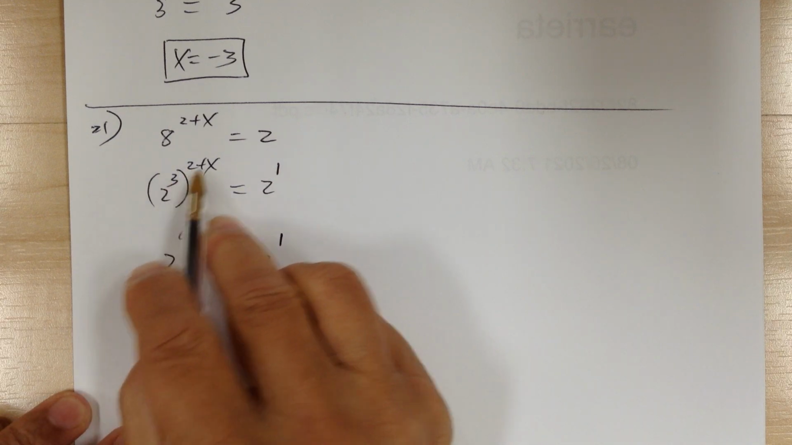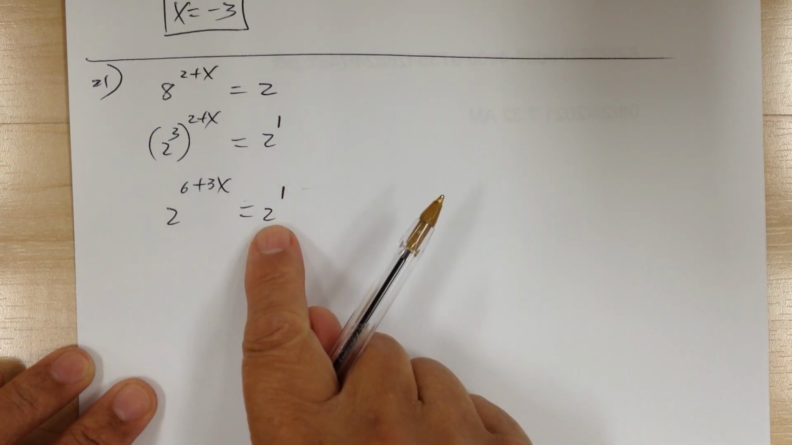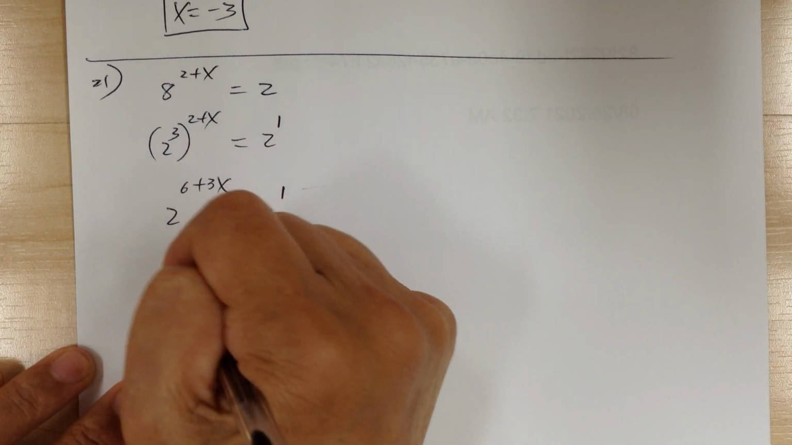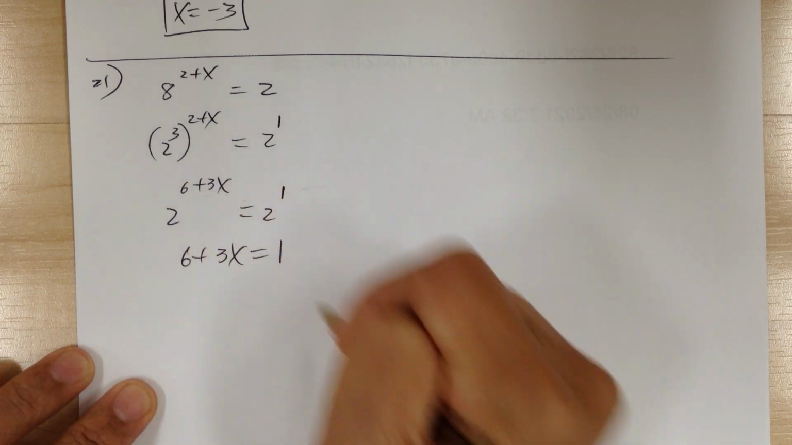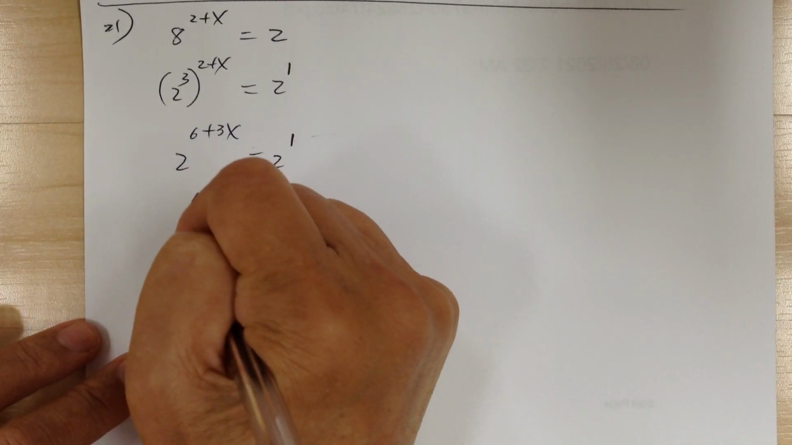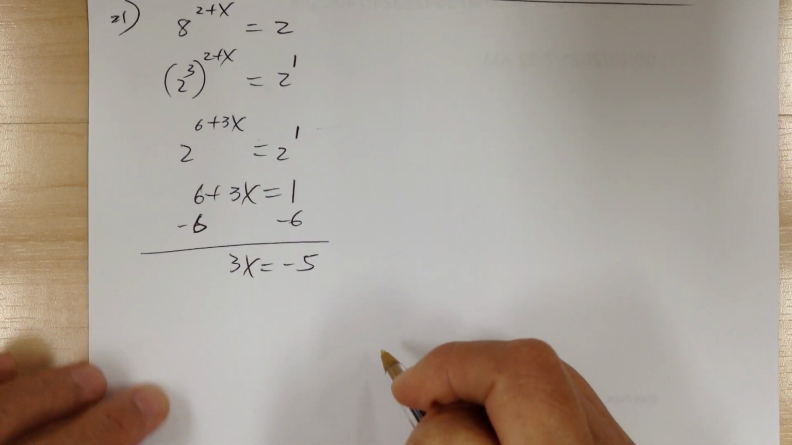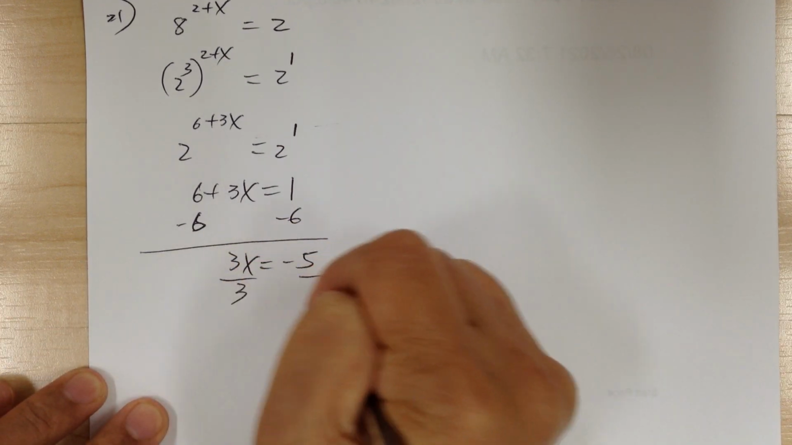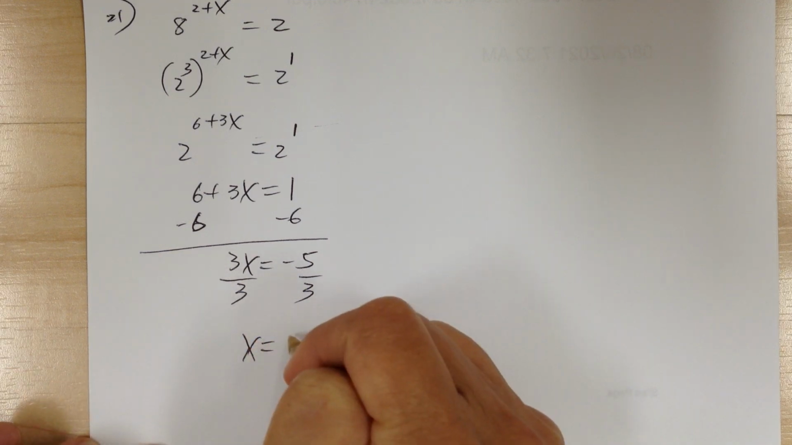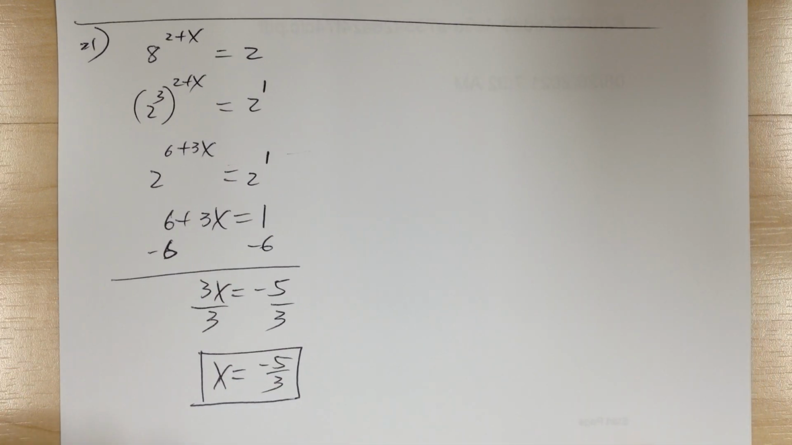Right? You just distribute. Then after that, you're going to match the two sides. So this match with this, match with that. So 6 plus 3x equal to 1. Then after that, minus 6 on both sides. So you got 3x equal to negative 5. And then you divide by 3. So x equal to negative 5 over 3.